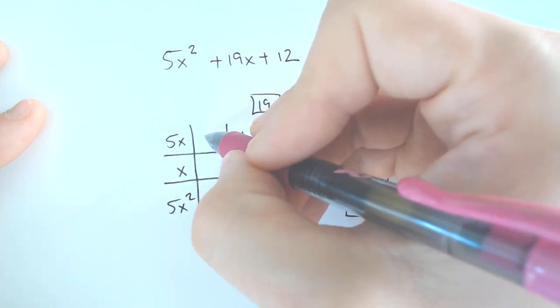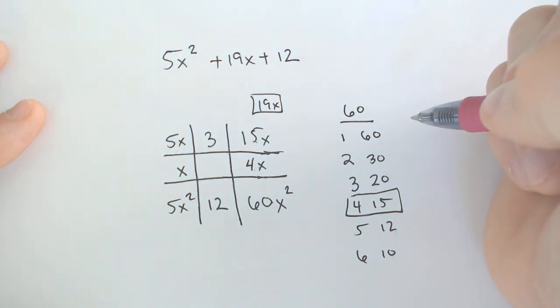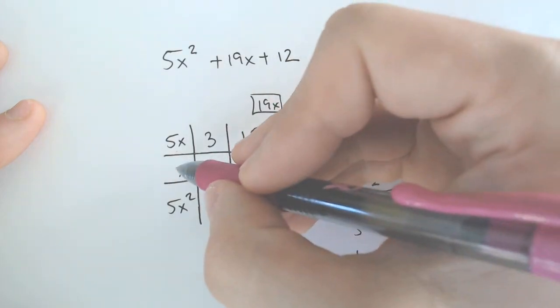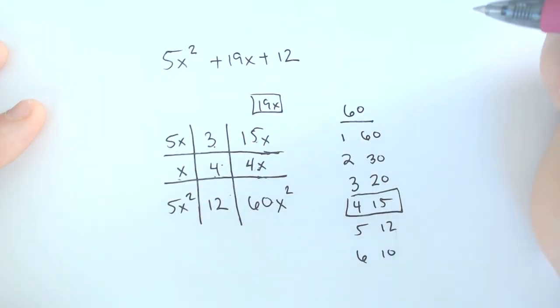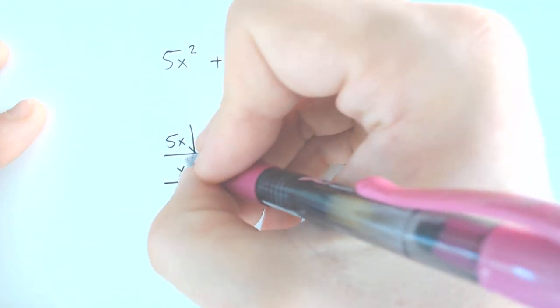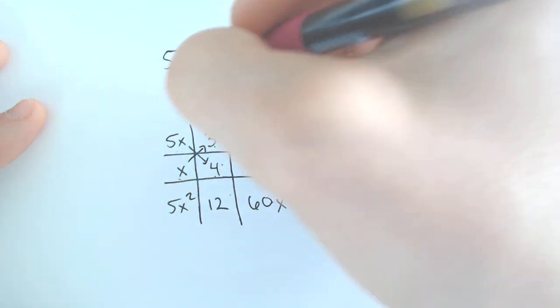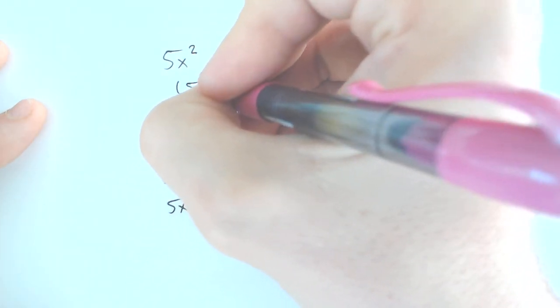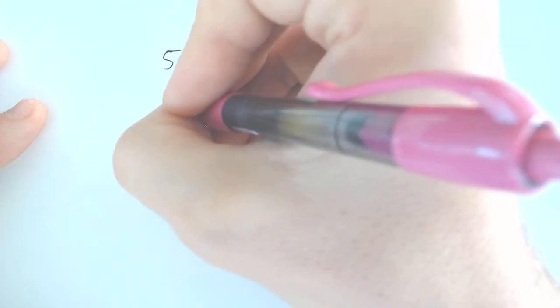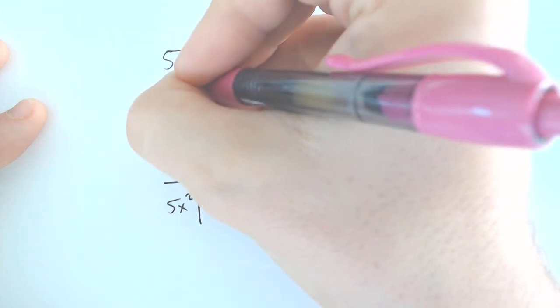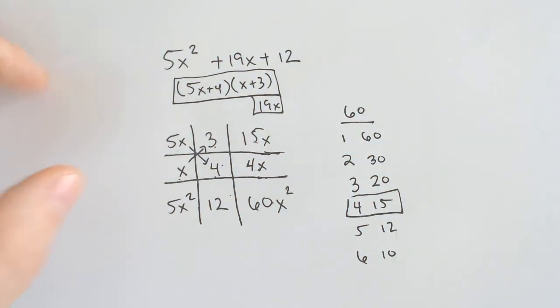5 times 15, we need to multiply by 3 to get to 15. And x times 4 makes the 4x, and 3 times 4, checking your work, makes 12. Crisscross are your factors, ladies and gentlemen. We got a 5x plus 4 and an x plus 3. Those are our factors. And that is all she wrote. That is going to be the end of this episode. We do not have to do anything else with that.